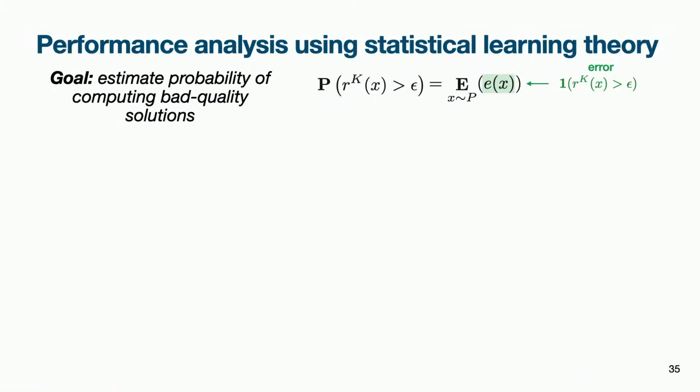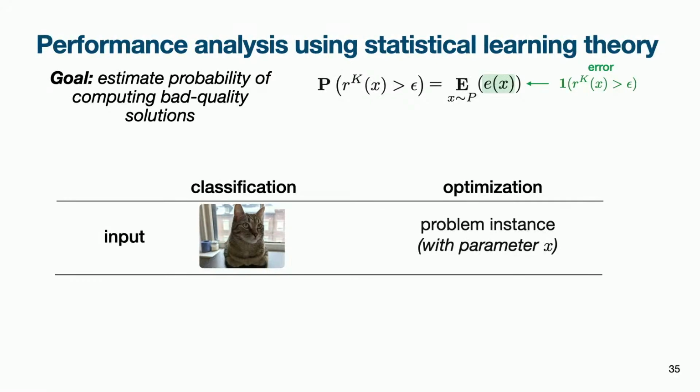Okay? So this is a loss that is very similar to the losses that we use in statistical learning. So we could draw a parallel between the two. So for classification, we get an image, which is an image of a cat. This is actually my cat.